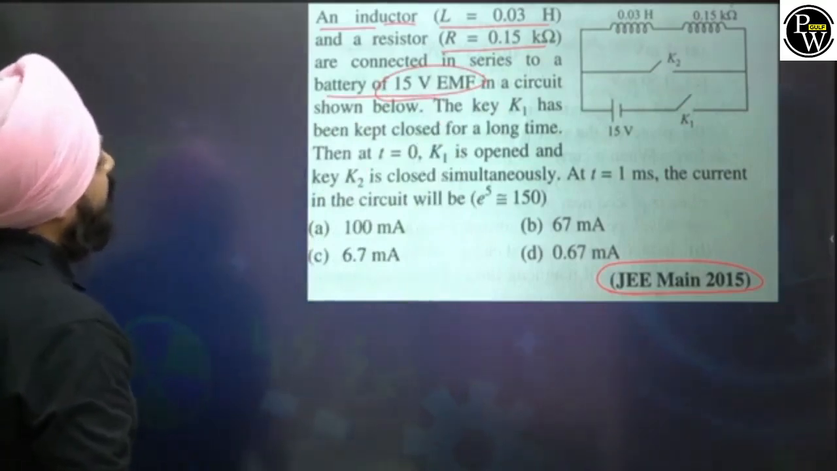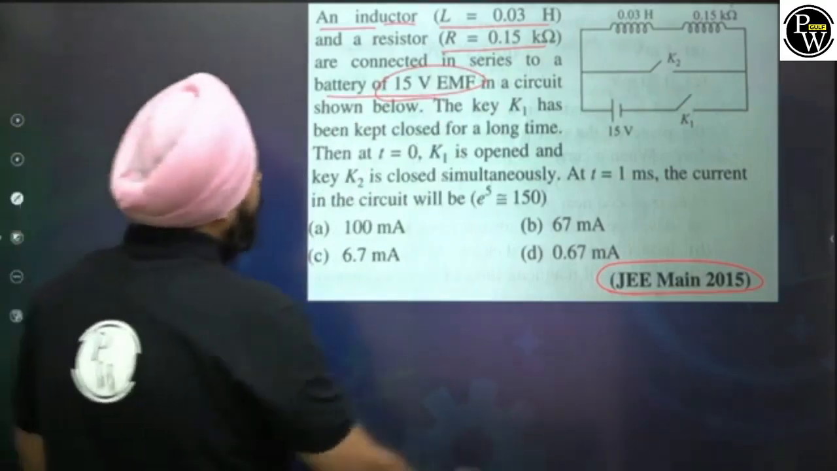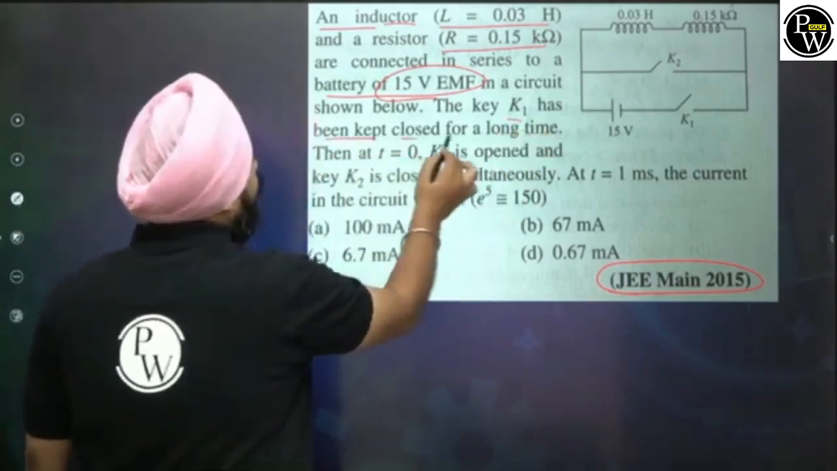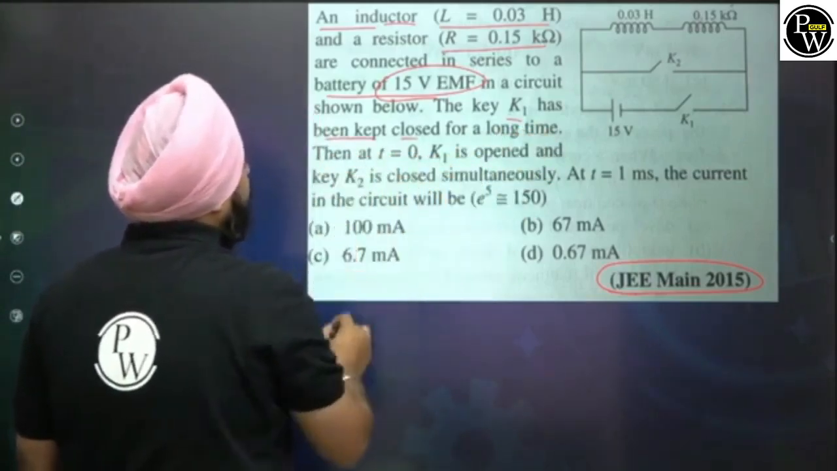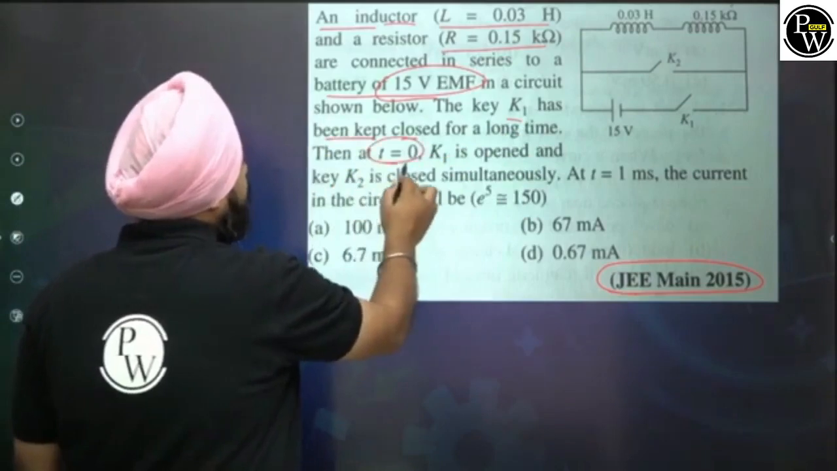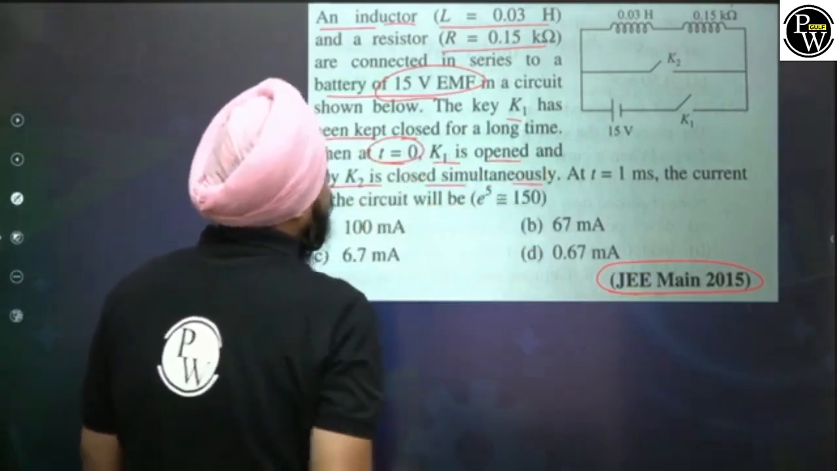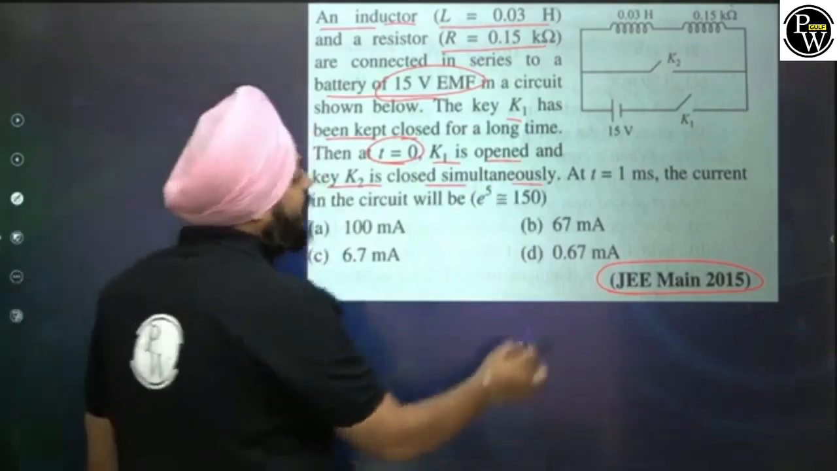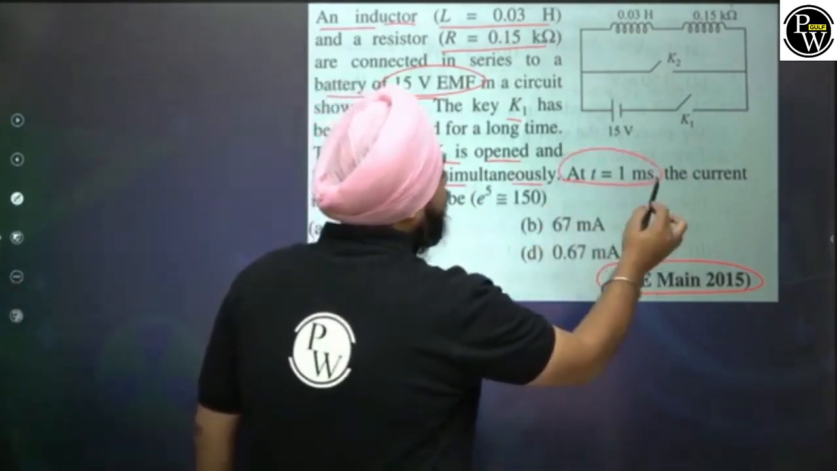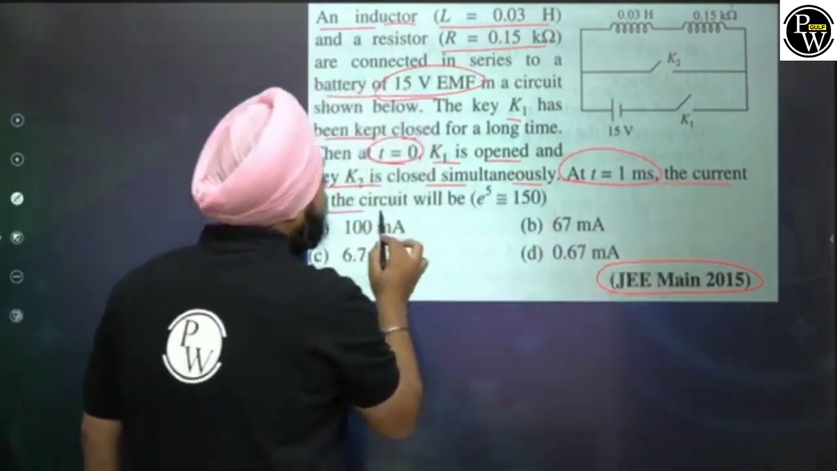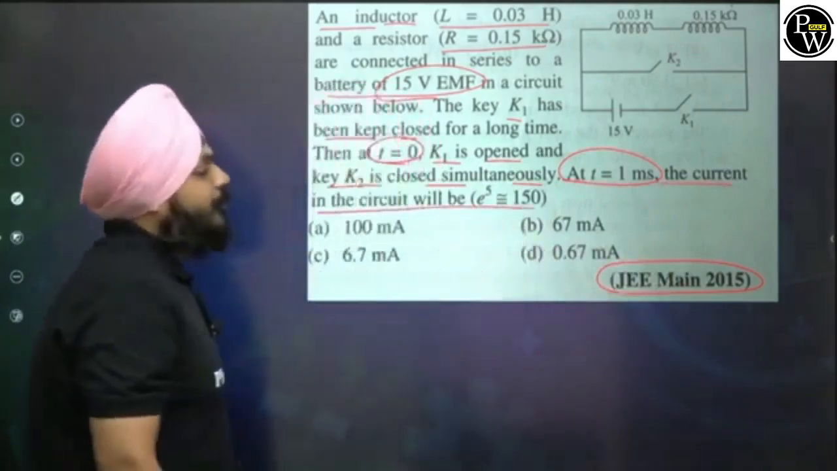K1 is kept closed for a long time, and then at t is equal to 0, K1 is opened and K2 is closed. So at t is equal to 1 millisecond, the current in the circuit will be what?